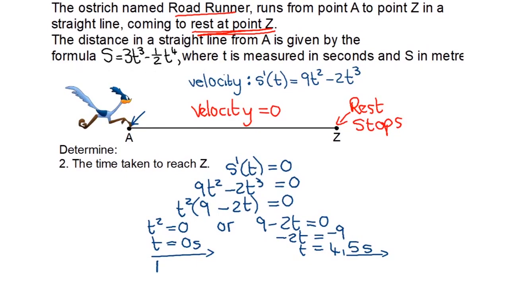So this is what is actually happening at point A. The time at point A is 0 seconds. But the time taken to reach point Z will be this 4.5 seconds. So this is the time taken to reach point Z.